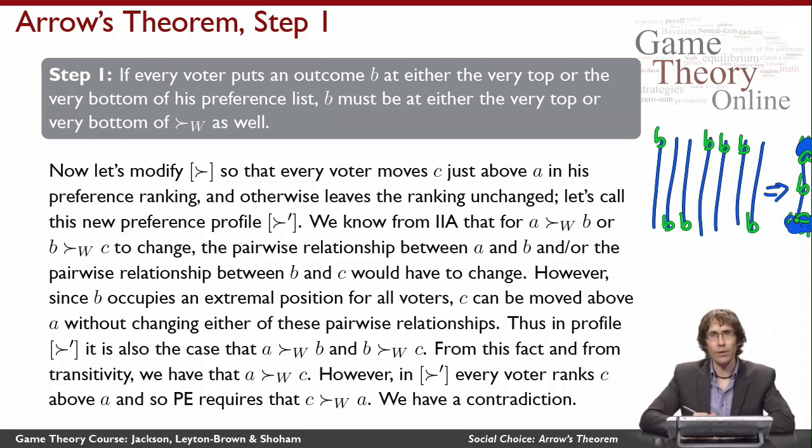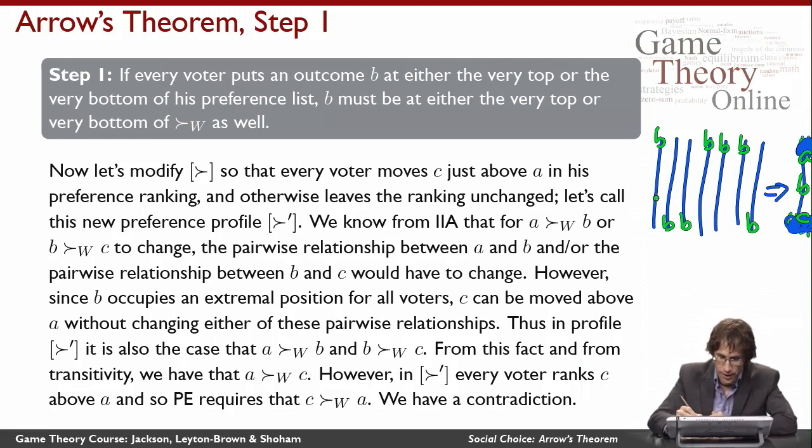Well, now let's modify our ordering so that every voter moves C just above A in his preference ranking. So all of these rankings, we haven't drawn it, but we have C's and A's in here somewhere, because everybody is ranking all of the different outcomes in their orderings. So let's modify whatever this ranking is by constraining where C and A go.